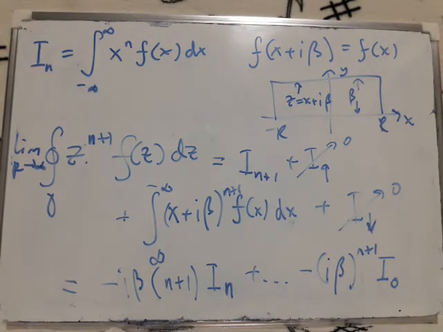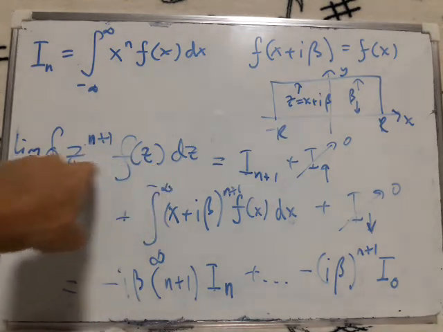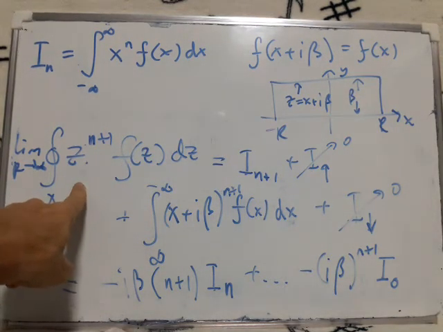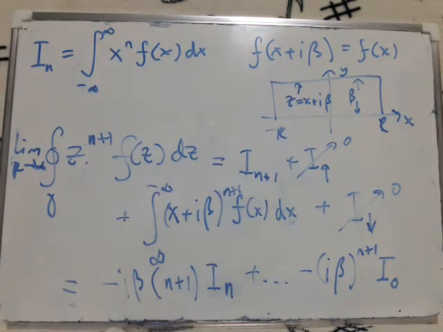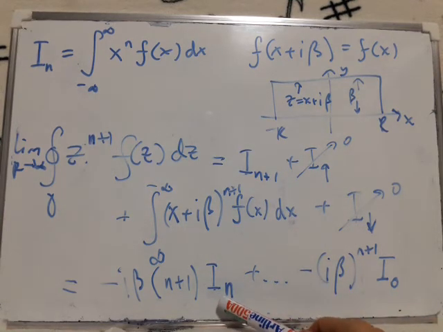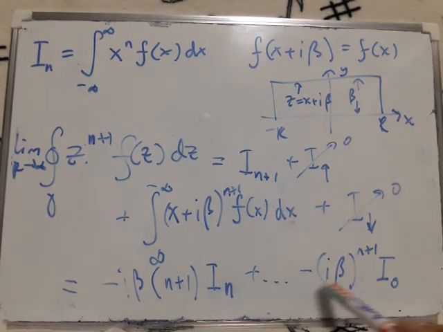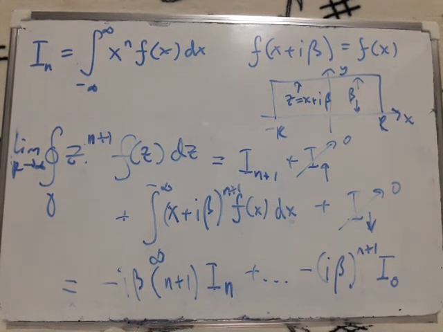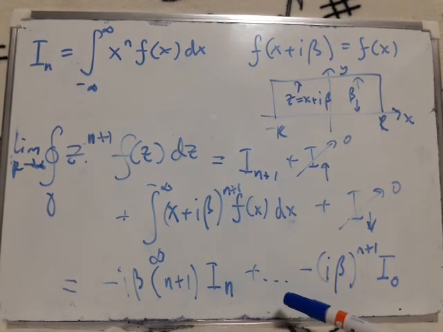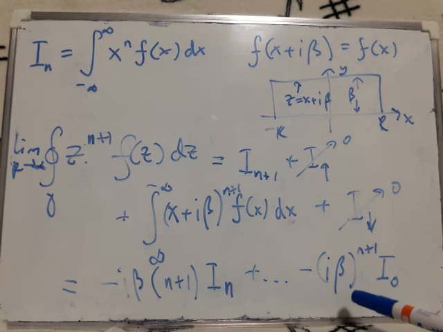So it's very similar to what happens with the logs. And then of course this thing here is just the 2 pi i times the sum of the residues inside the contour. So we can then find I n in terms of I n minus 1 all the way down to I 0. Again, as with the log integrals, we can take real or imaginary parts to eliminate some of these integrals.